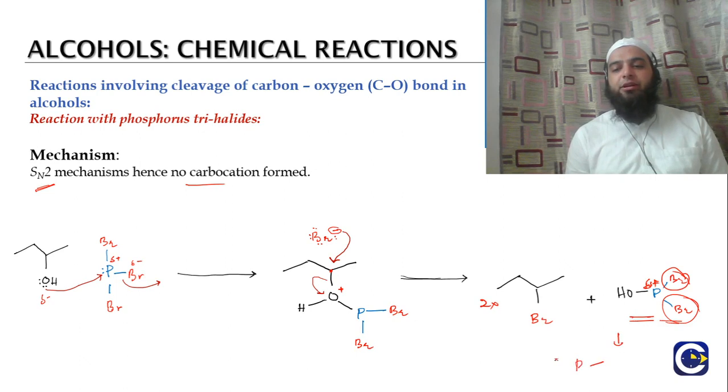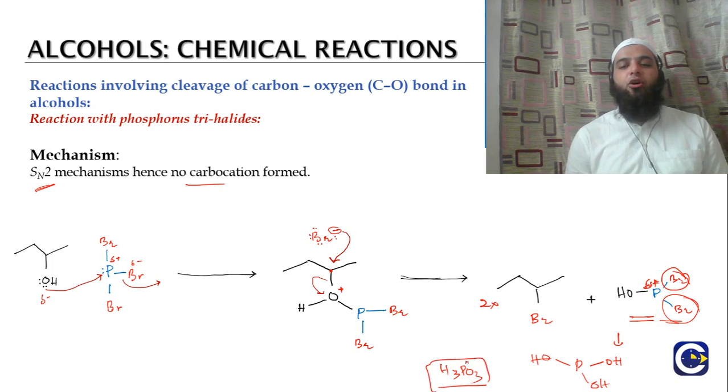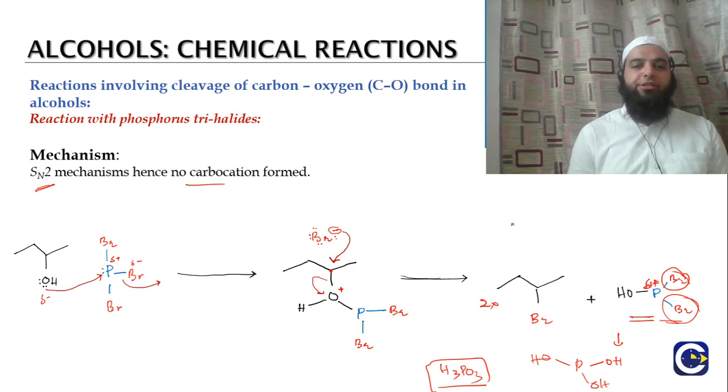And this phosphorus is now attached to three hydroxyl groups, that is, we can write it as H3PO3. This phosphorus acid is obtained in this reaction as a byproduct, and we get three molecules of this alkyl bromide in the reaction. So this is one more method for the preparation of alkyl bromides. Alcohols react with phosphorus trihalides, and the corresponding alkyl halide is formed in the reaction.